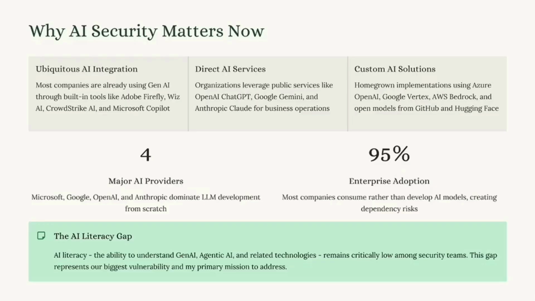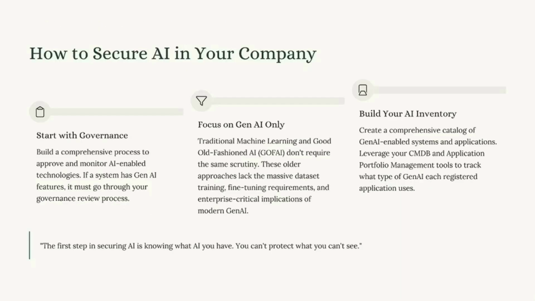So I believe there is a substantial gap in what we as security professionals know about AI at its fundamentals and how we would go about securing it. So, how to secure it? Basically, my thoughts on this: start with governance. You have to know what's in your environment before you can start to lock it down.